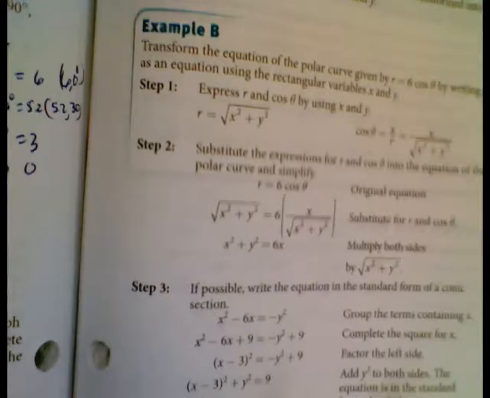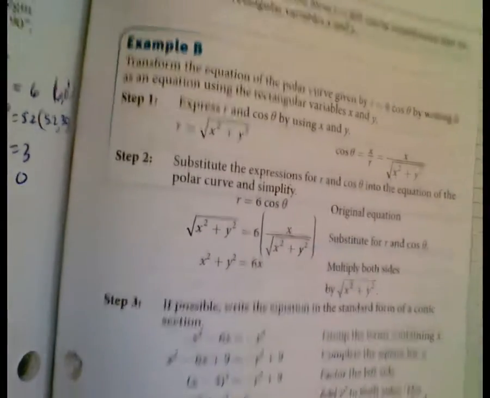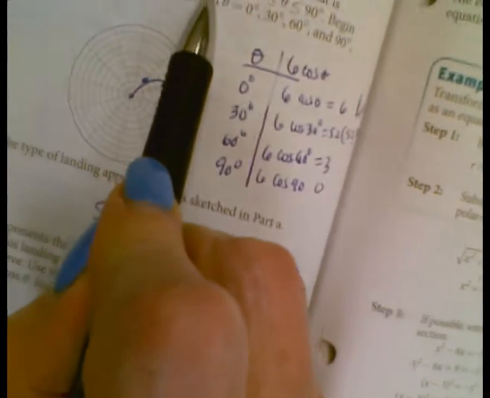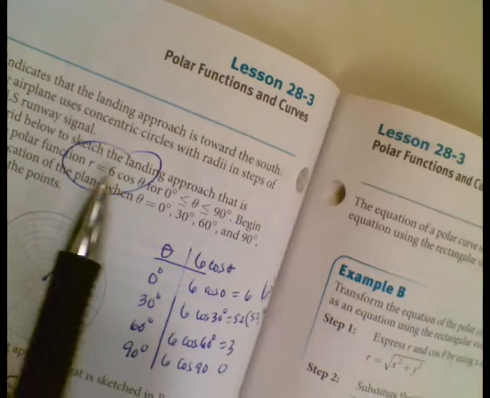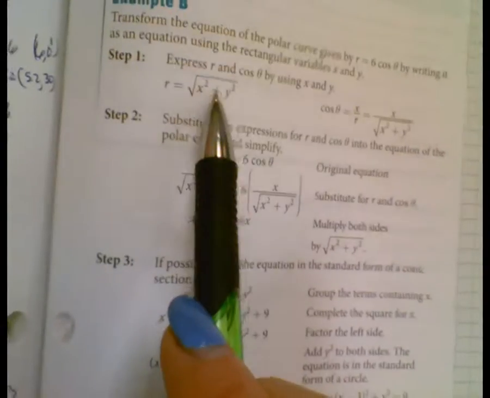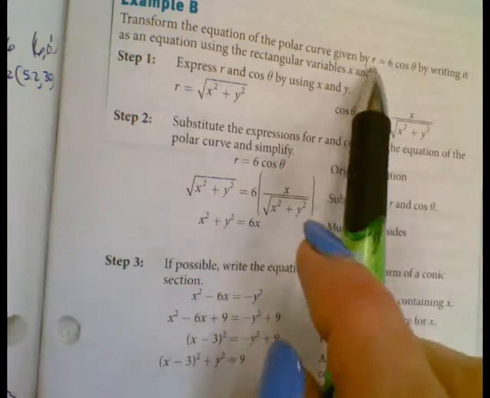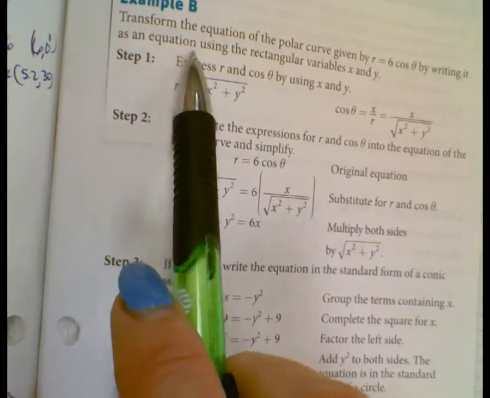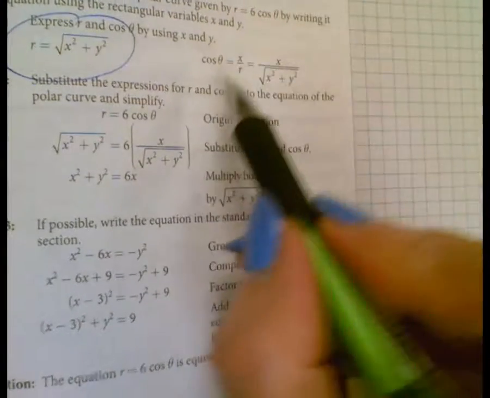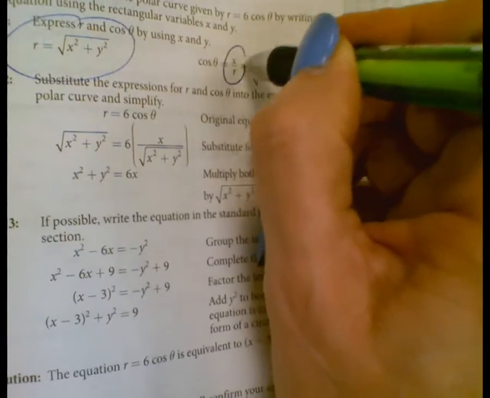So really quick, example B on page 389. Anytime you have a polar curve, such as r equals 6 cosine theta, you can transform things. So we have this r equals 6 cosine theta, and we're writing it as an equation using the rectangular variables x and y. We're going to be using what we've learned all along, that anytime you need r, you need the square root of x squared plus y squared. And cosine of theta is always x over r.